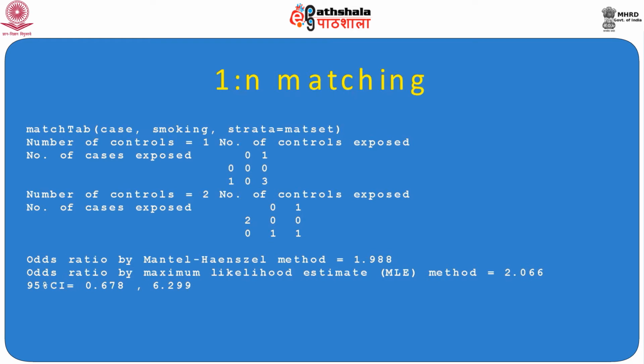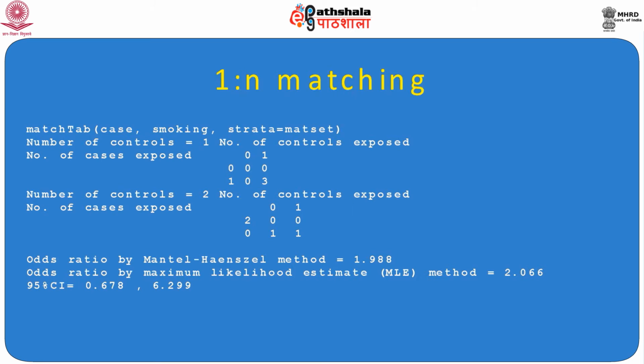Now again, the number of controls is considered as 2, that is, per case the number of controls is 2. So a 1:2 ratio of cases to controls is considered, and then we form the table with 0, 1 and 2. Till now, for 1:n matching, the odds ratio through the Mantel-Haenszel method is coming as 1.98 with confidence interval 0.678 to 6.29. So in this case also it can be stated that the odds ratio is equivalent to 1.